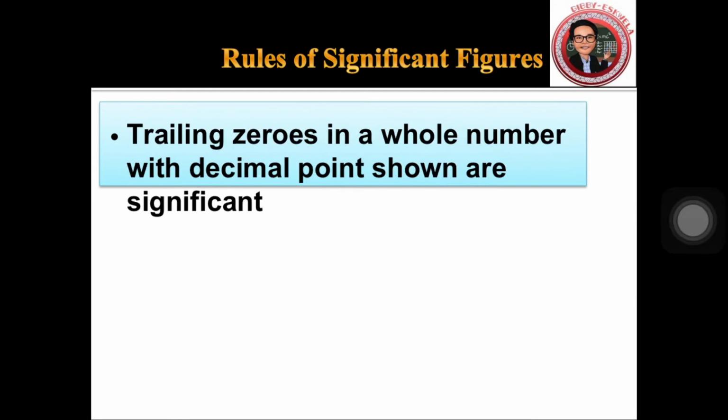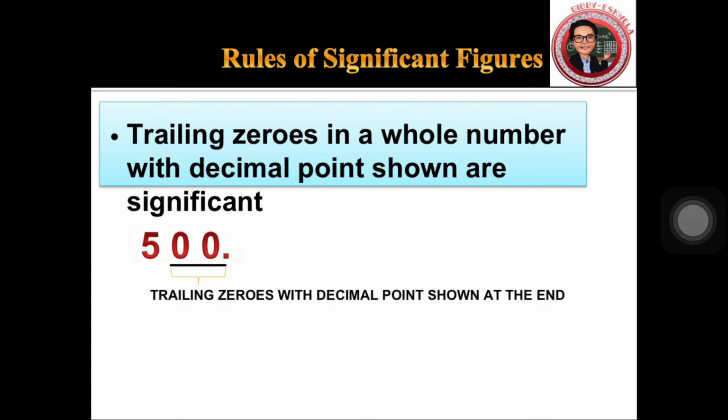How about if there is a decimal point shown at the end of a whole number? Let's have this example again, 500. But at this time, there's a decimal point shown at the end. So, how many sig figs do we have then in that number? Based on the rule that 2 zeros should be significant, and if we include the first non-zero digit in that number, which is 5, we will have 3 significant figures, or 3 SF.